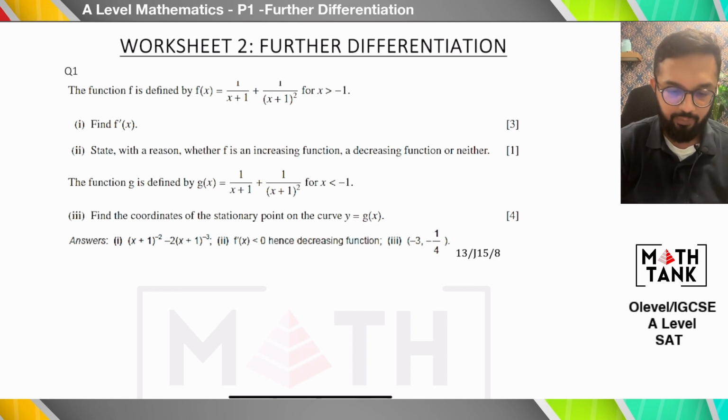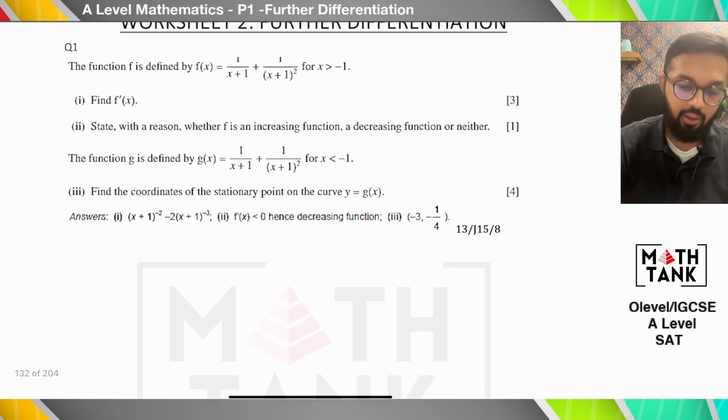It says the function f is defined by f of x equals 1 over x plus 1, plus 1 over (x plus 1) whole squared, for x greater than minus 1. Find f bar of x. So what I will have to do is first bring everything to the numerator so that I can differentiate it.